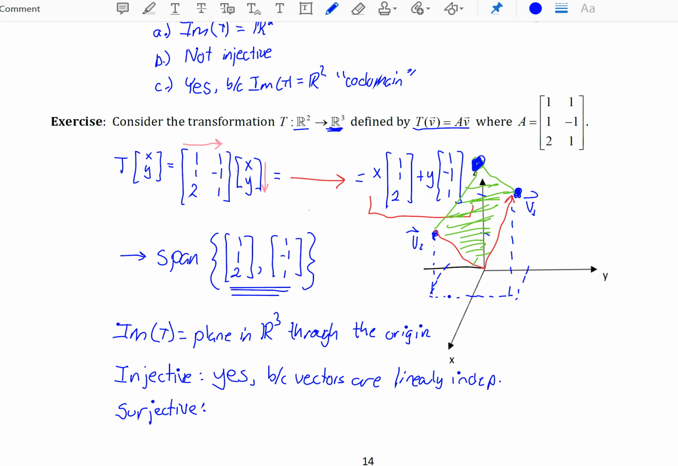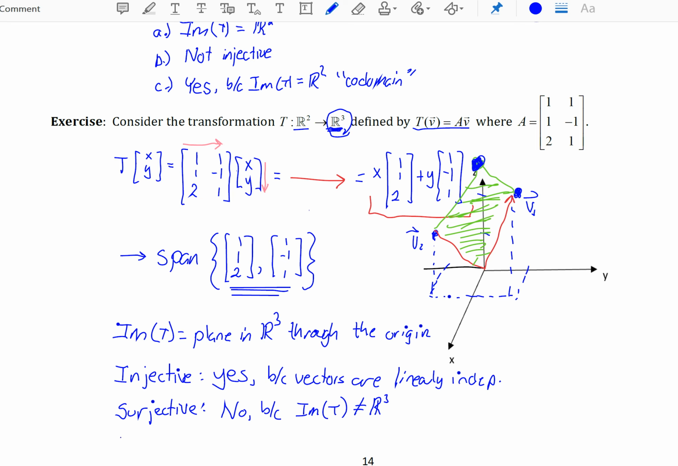Okay. Is our mapping surjective? Here we want to say no, it's not, because the image of T, remember, to be surjective, your image has to be all of your codomain. Here, our image is not all of R3. It's only a plane through R3. So no, because the image of T is not equal to R3.